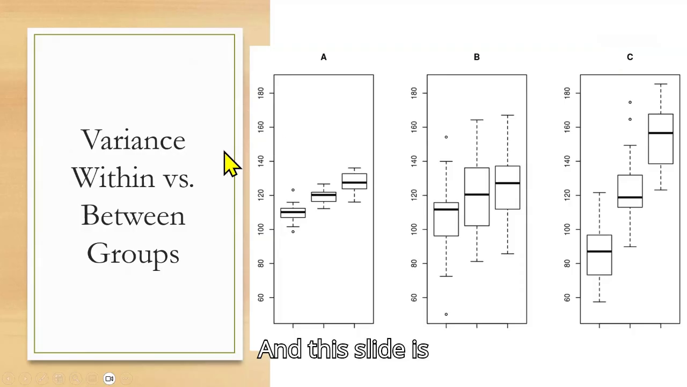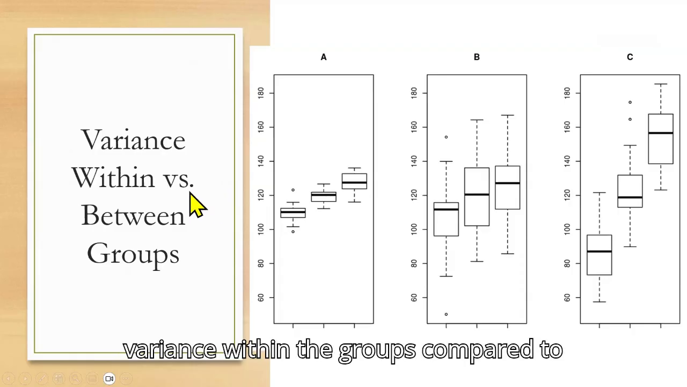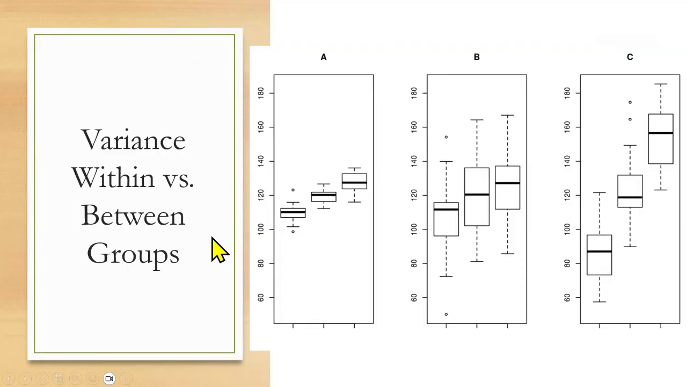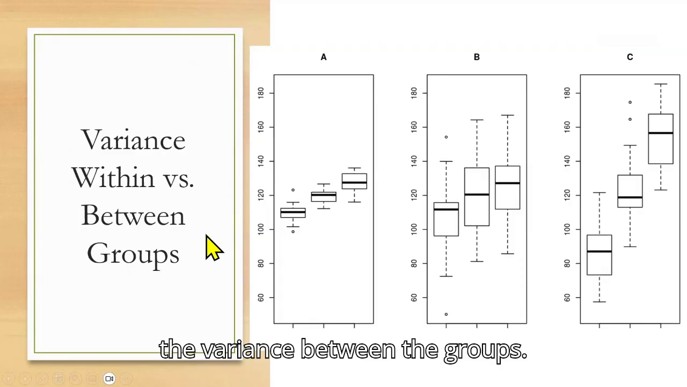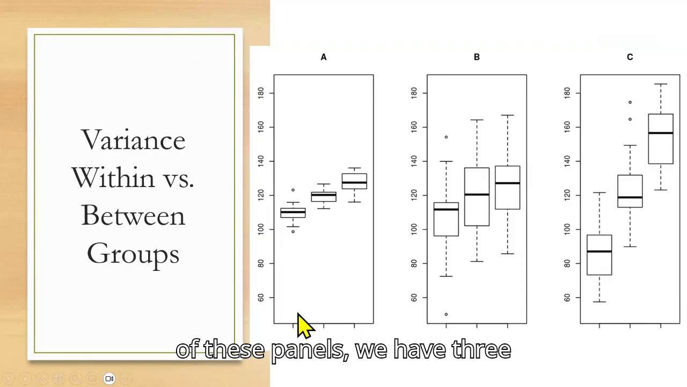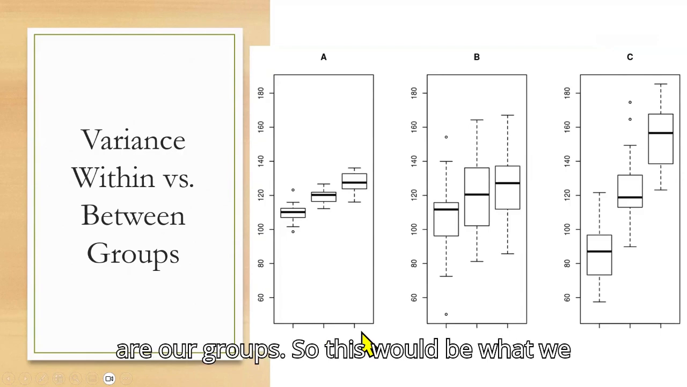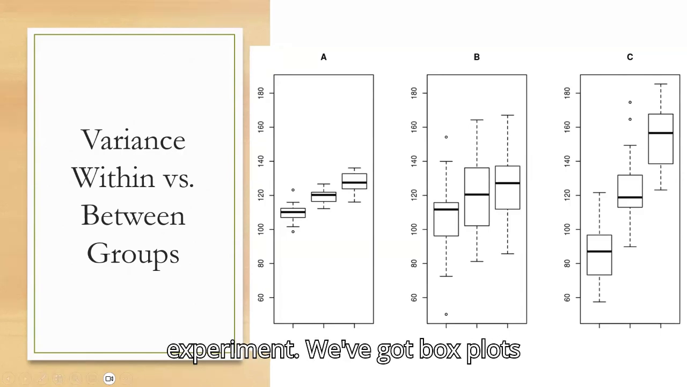And this slide is intended to convey to you the idea of the variance within the groups compared to the variance between the groups. All right, so across the x-axis on all 3 of these panels, we have 3 different levels of our treatment. Those are our groups. So this would be how we'd show the results of the experiment.